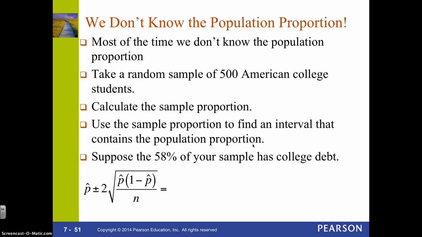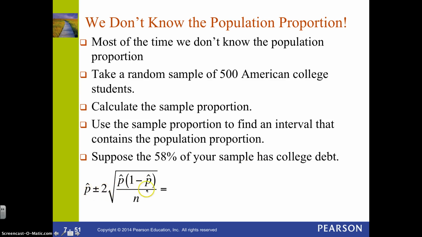Okay, so if I take a random sample of 500 American college students, I can calculate the sample proportion. That's just how many have college debt divided by the total people in your sample, and we can use the sample proportion to find an interval that contains the population proportion. So just for instance, let's suppose that 58% of my sample has college debt. So I can use this.